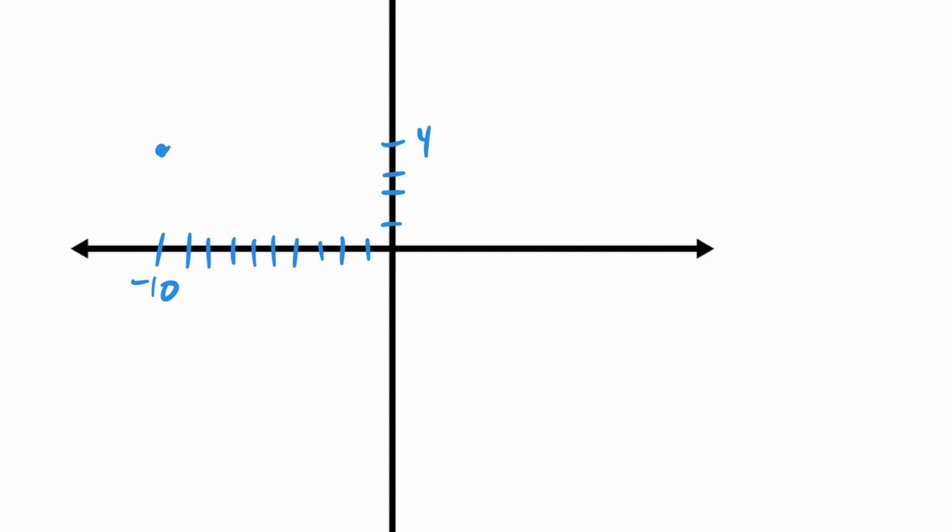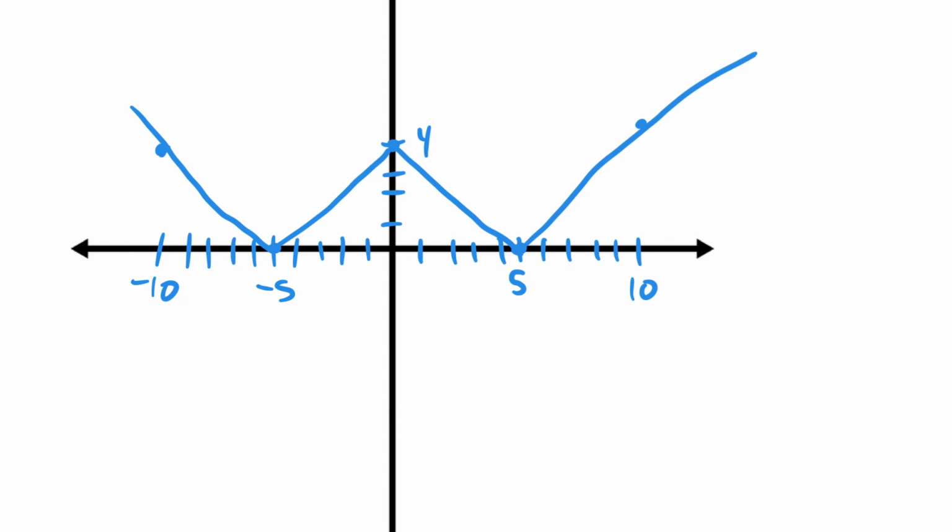Then we go down to minus 5. 1, 2, 3, 4, 5. Minus 5 and 0. Then 0 and 4. 1, 2, 3, 4, 5, 6, 7, 8, 9, 10. Something like that. And then we connect the dots. And there's our new graph.